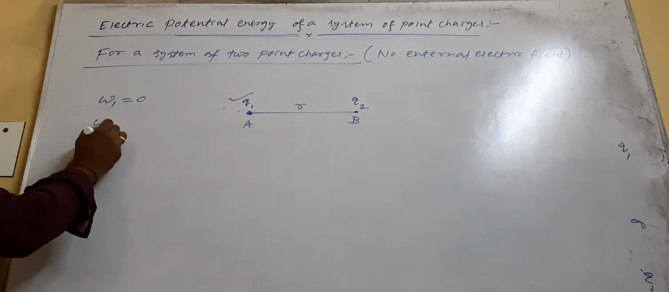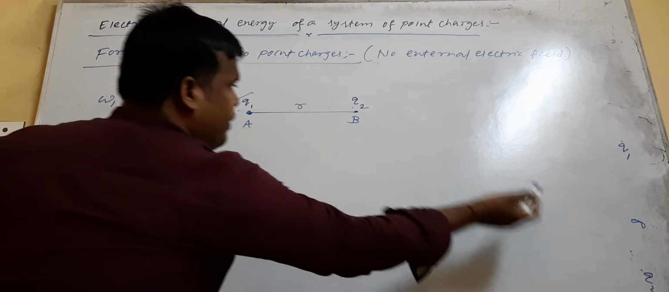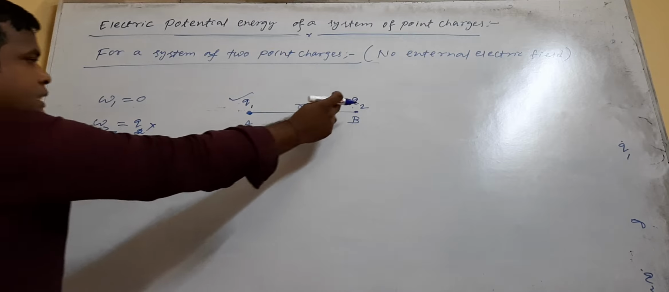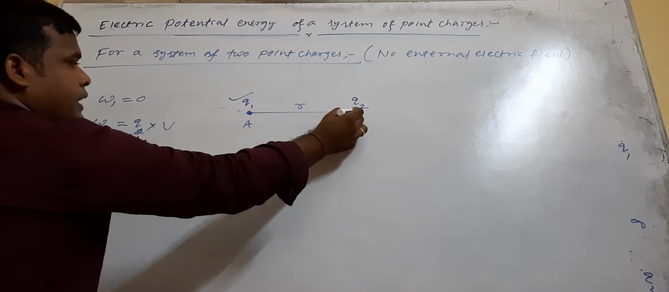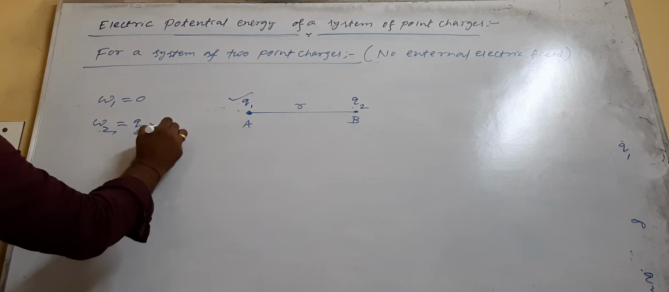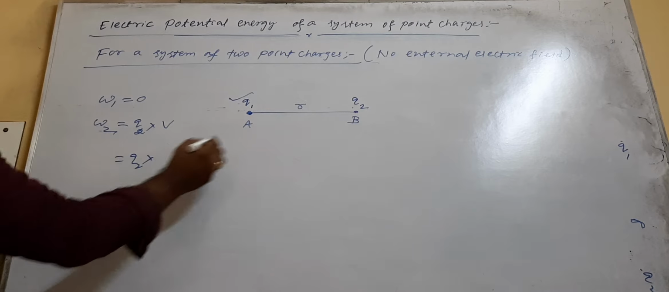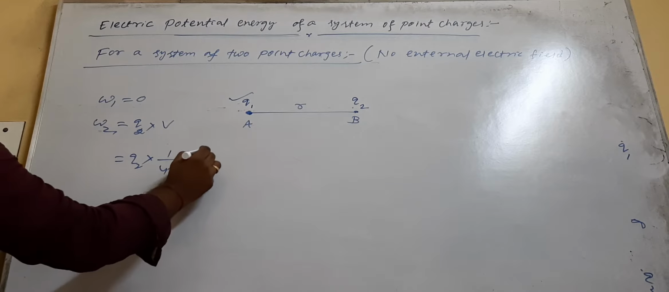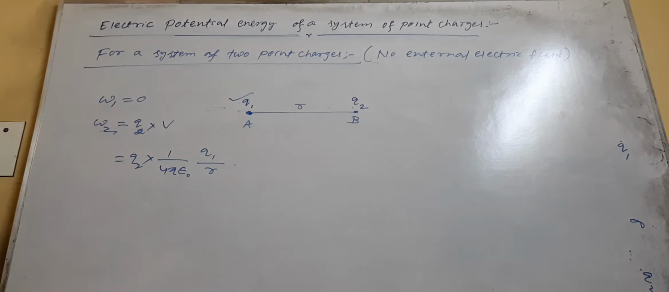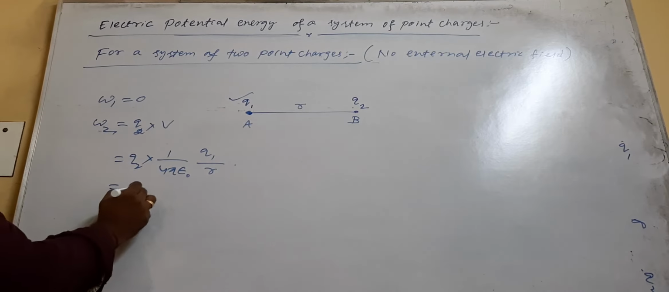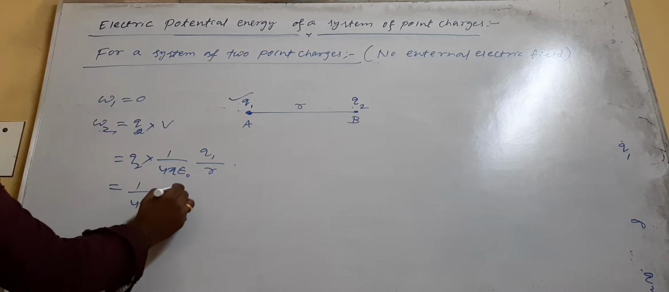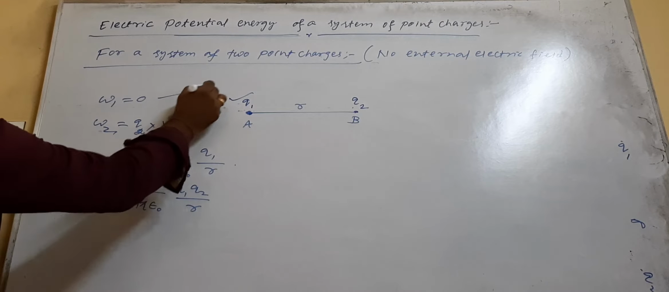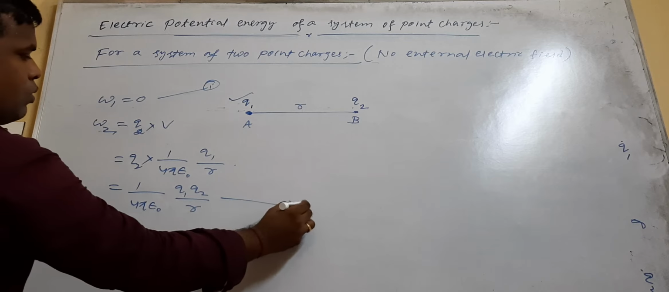So the amount of work done in bringing the charge Q2 from infinity to B is Q2, that is the charge, into the potential at B due to the charge Q1. The potential at B due to the charge Q1 is 1 by 4 pi epsilon 0 Q1 by R. So W2 equals 1 by 4 pi epsilon 0 Q1 Q2 by R. Let it be equation 1 and this equation 2.